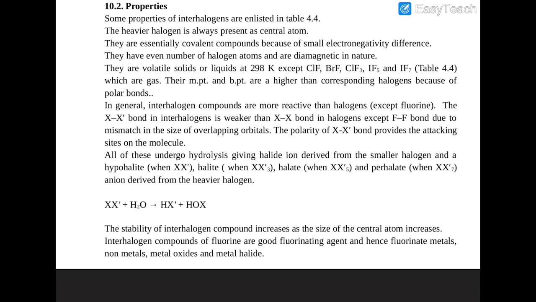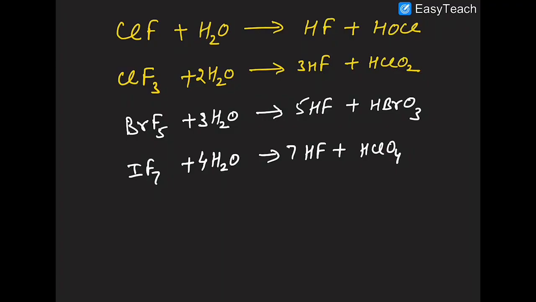Similarly, if you take an XX'7 and dissolve it in water, you get 7 moles of HX' plus 1 mole of HXO4. Okay, sure about that or not? So that you have to memorize. This is the perfect answer. This is XX', this is XX'3, this is XX'5, this is XX'7.